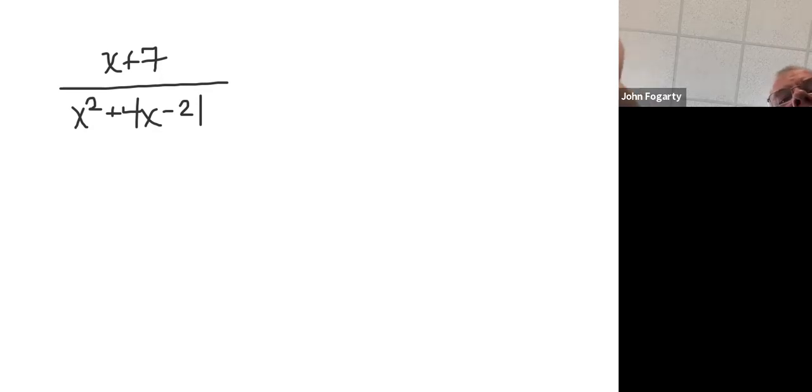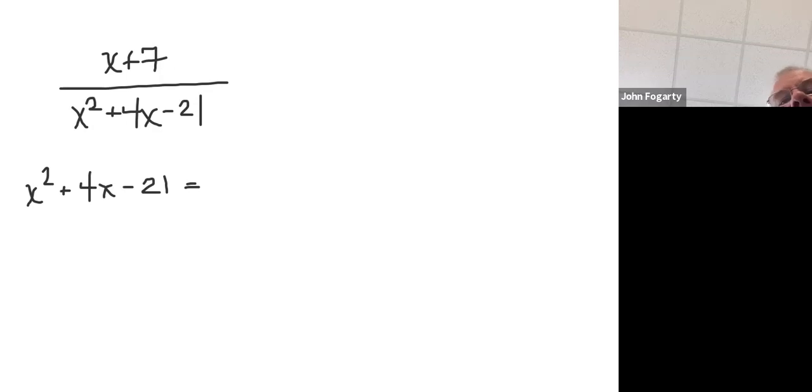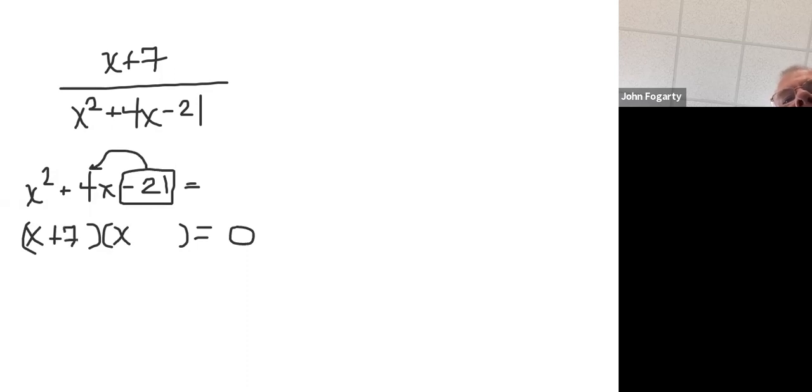So I'm just going to take my denominator and set it equal to 0. Now we know that this is what type of equation? Quadratic. Yeah, this is simply a quadratic. So I'm just going to factor that. So the factors of negative 21 that add up to positive 4. Well, I think that's plus 7 and minus 3. And then I would just let both of those factors equal 0, and I would solve both.